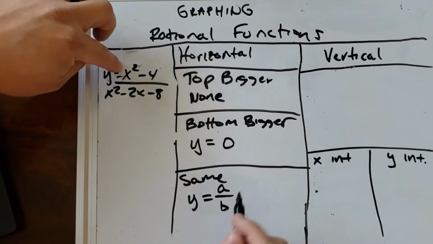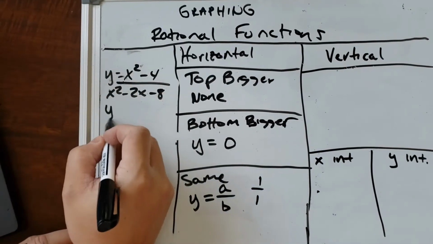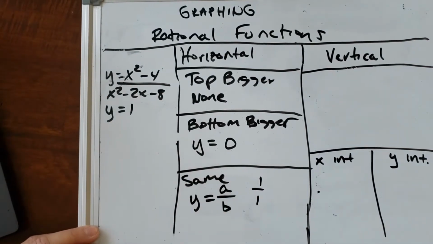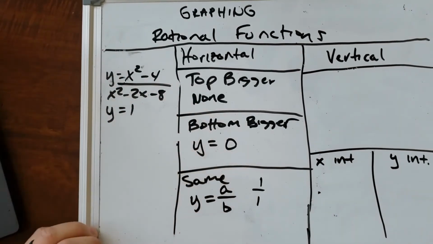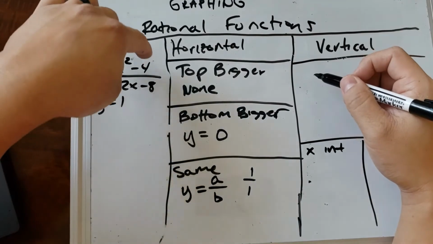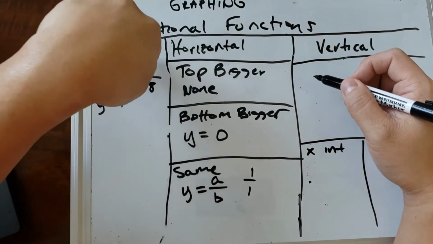So what's the number here? It's a 1 over, what's the number in front of here? 1. So it's going to be y equals 1, okay? For vertical, remember, I'm going to have to factor the top and factor the bottom. So for this, again, this is that special case. Remember, there's two terms with a minus sign in between, and they both have a square root.